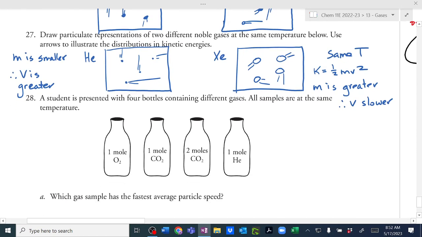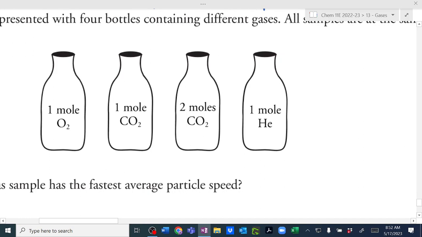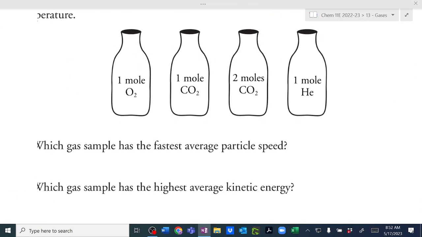A student is presented with 4 bottles containing different gases. All samples are at the same temperature. So we have 1 mole, 1 mole, 1 mole. Oh, we got 2 moles of the CO2 in that third bottle. Okay, so we have O2, CO2, CO2, and helium. Which sample has the fastest average particle speed? And they're all at the same temperature.